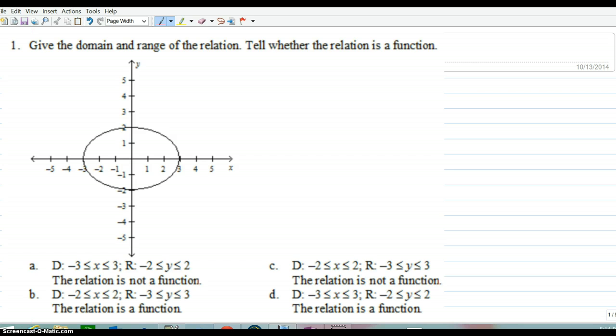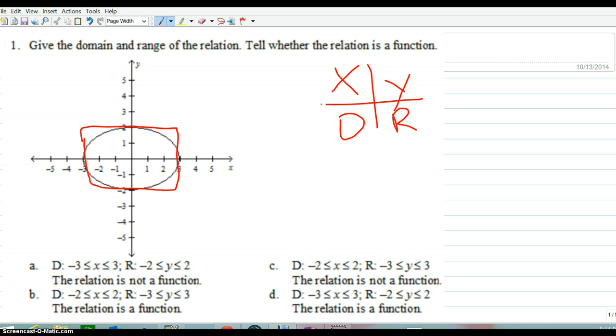Find the domain and range of the relation, and tell whether the relation is a function. This is question number 1. Again, to find the domain and range, we have to first draw a box. And always remember, whenever you're dealing with domain and range, make your table. X and Y went to the doctor. X is our domain and Y is our range. So we're looking at domain first.